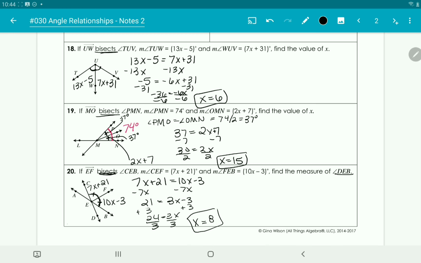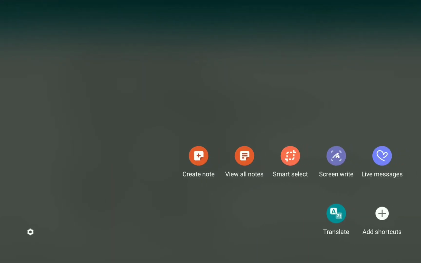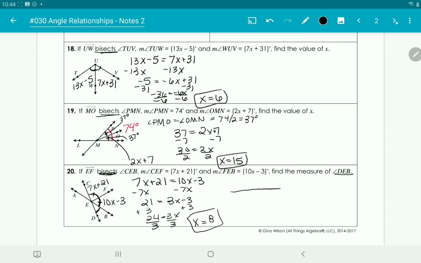Okay, so DEB here is going to add with these two to give us a straight line. So they're going to add with those two. So since all three of them make a straight line, one of them plus the other plus the other equals 180, because they make a straight line, which is 180 degrees. So we have the 7x plus 21 plus 10x minus 3 plus this DEB that we're looking at equals 180.